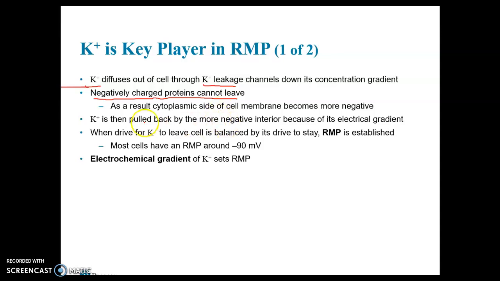And then there is a drive for potassium to move back into the cell because it is negative. So the positive potassium is attracted to the negative interior. But that drive for potassium to move into the cell and for potassium to leave the cell, whenever it is balanced, we reach a potential, and it's more negative than it is positive. It's about negative 90 millivolts, and that is called the resting membrane potential.